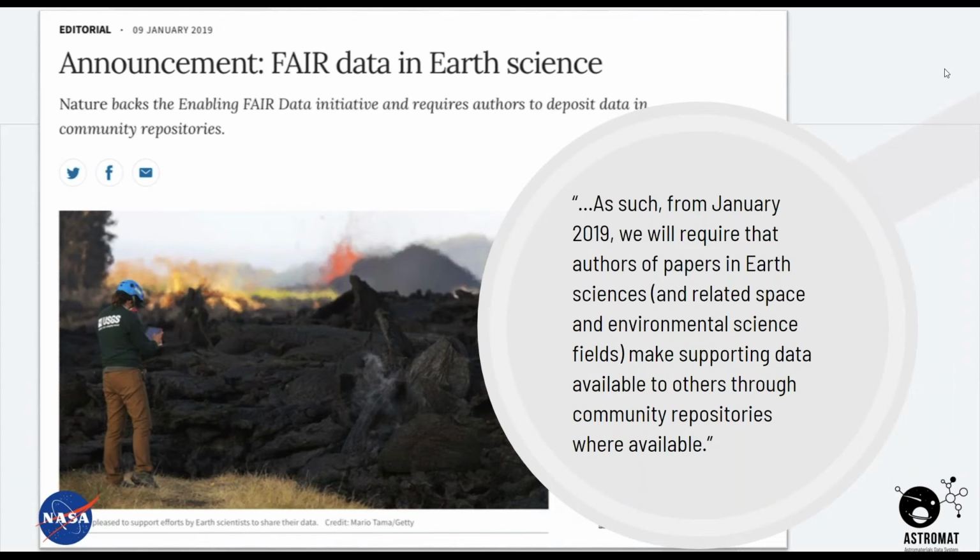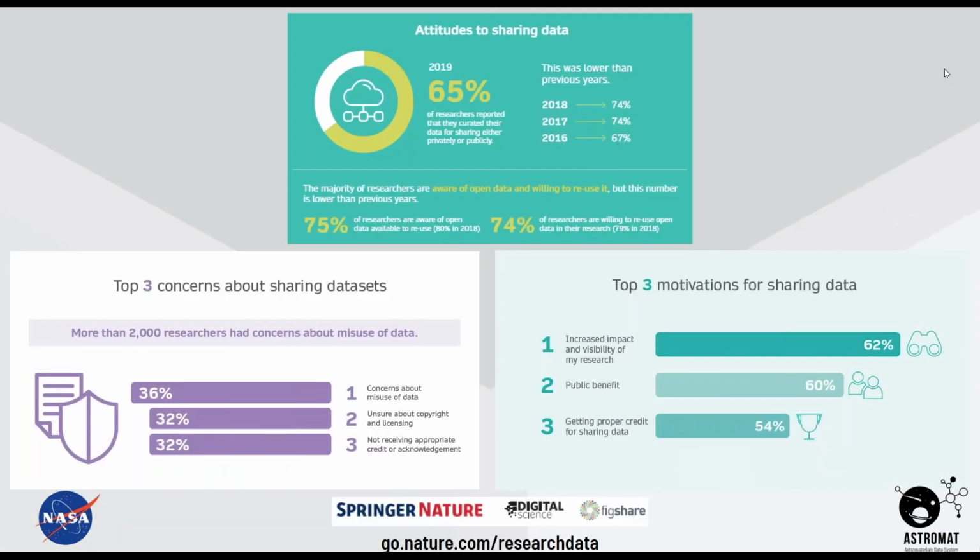This is a requirement now from publishers. You can see here that Nature has enabled FAIR data since January 2019. They are asking all researchers to publish their data in open repositories, preferably community repositories. Nature is not the only publisher who is on board with this. There are very many publishers that are adhering to the FAIR principles.